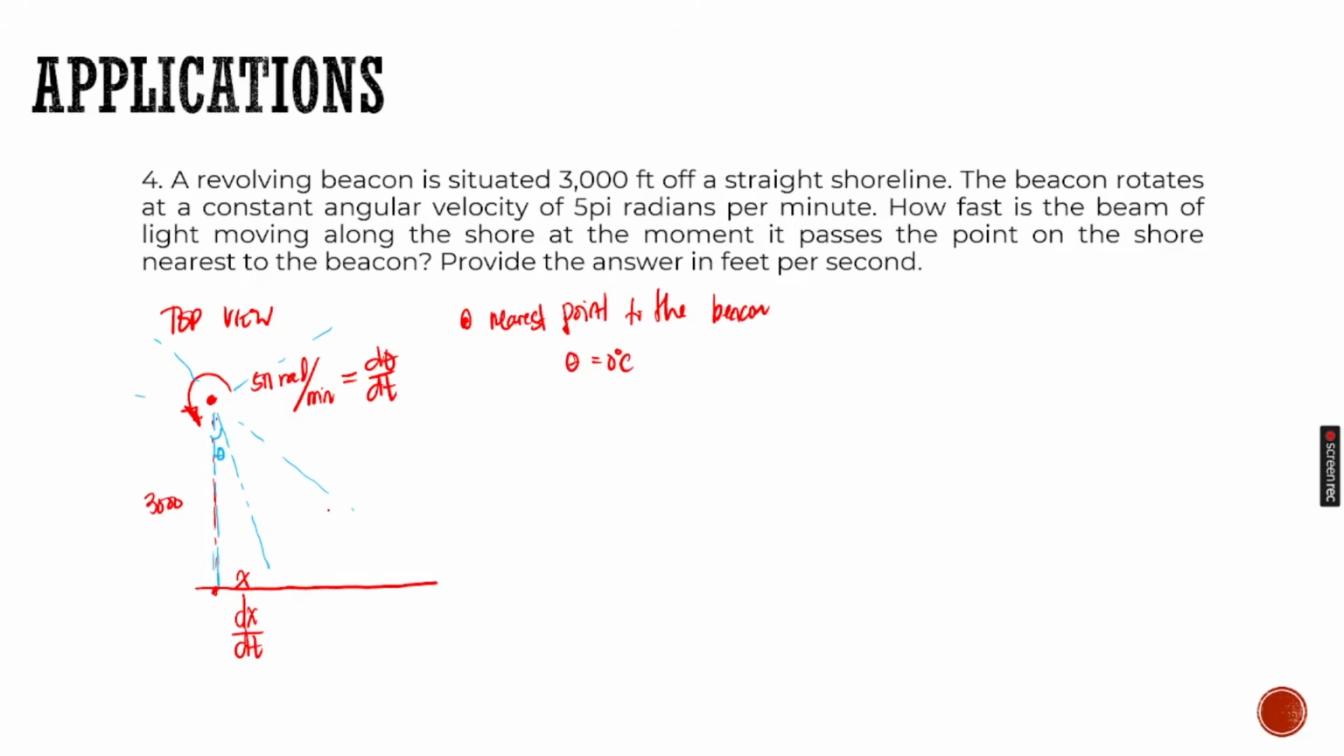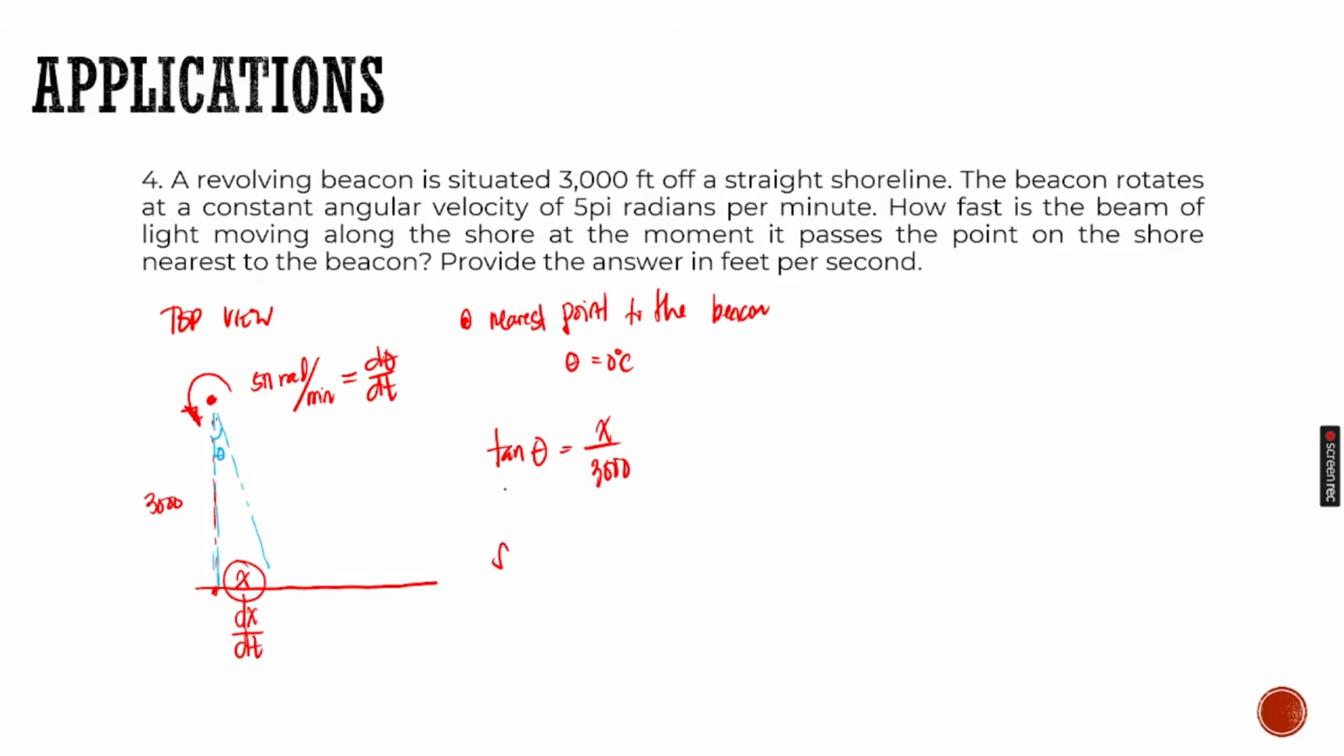Okay? So what we can do right here is relate this side x with this 3,000 feet, because the 3,000 feet does not change. The trigonometric function that we can use is obviously tangent. We get the tangent of theta equal to the opposite, that is x, over the adjacent, which is 3,000 feet. Now we will directly differentiate this with respect to time.